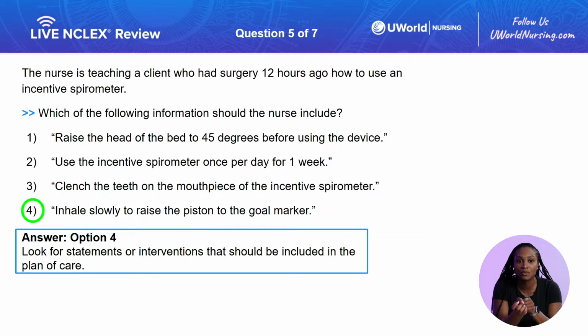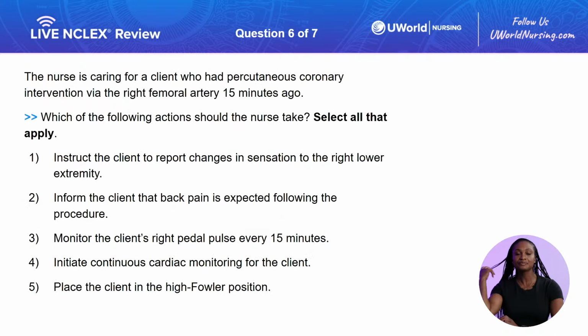And then option 1, raise the head of the bed to 45 degrees before using the device. This is almost, but not quite. Again, you have to be absolutely certain that it is true. That is not right in this case because we want them at a 90-degree angle to help with gravity and lung re-expansion. If you think about it yourself, it's harder to take a deep breath when you're reclined or laying down versus standing up or sitting up straight. So having them at a 90-degree angle will help them have bigger and better lung expansion. But you guys did pretty good on that one. Good job.